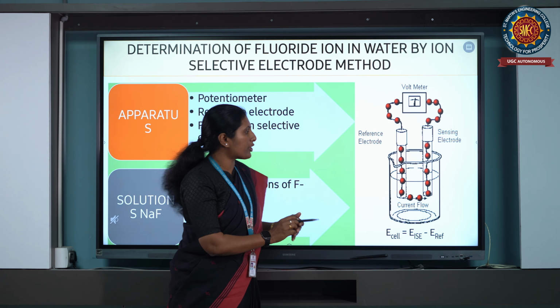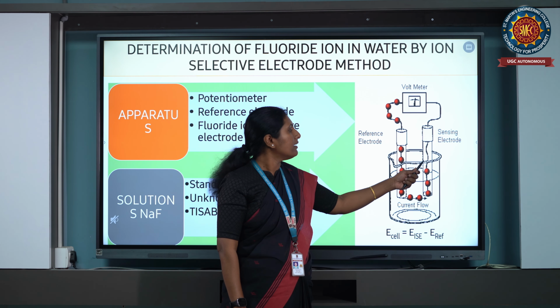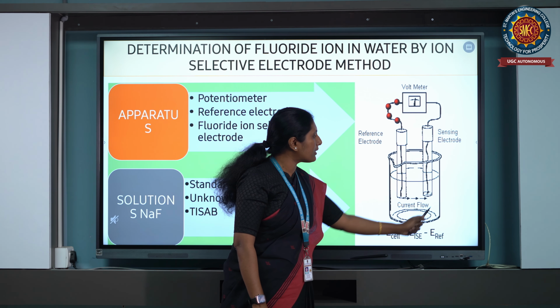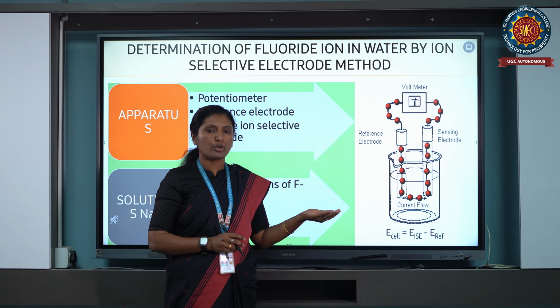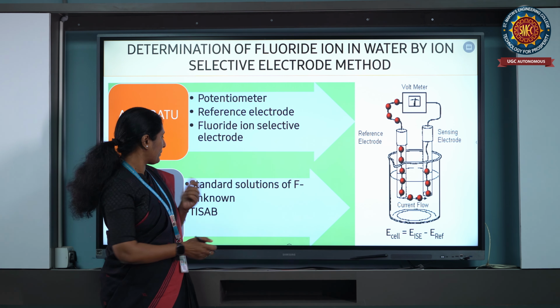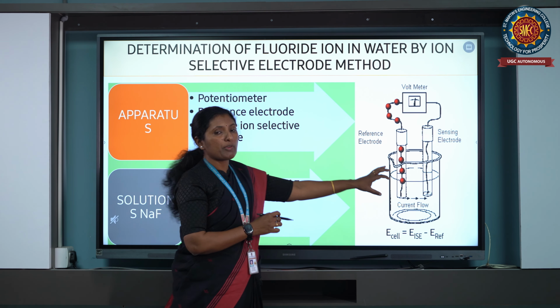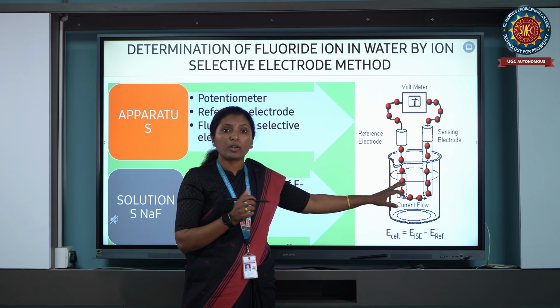This is the reference electrode. Okay. Next one is the sensing electrode. That is the ion sensing electrode. So through here the current will pass. And this is a beaker which contains the different types of fluoride solution. It may be standard solution or it may be unknown solution. Next here. We prepared 1 molar, 2 molar, 1.5 molar, like that the standard solutions we prepared, and also the unknown.